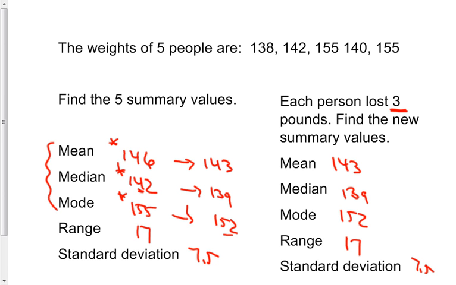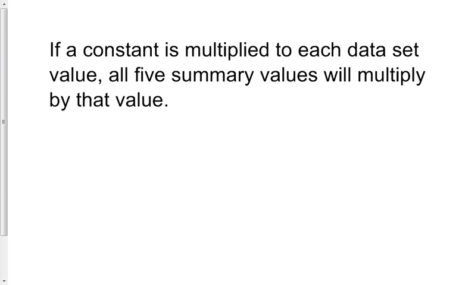If they tell you to subtract 3, all you need to do is subtract 3 from these 3 initial values and leave the other 2 alone. And this is only if you're adding and subtracting. If we are multiplying a data set, there's a different rule. So here's the next rule you need to write down in your notes. If a constant is multiplied to each data value, all 5 summary values will multiply by that value.